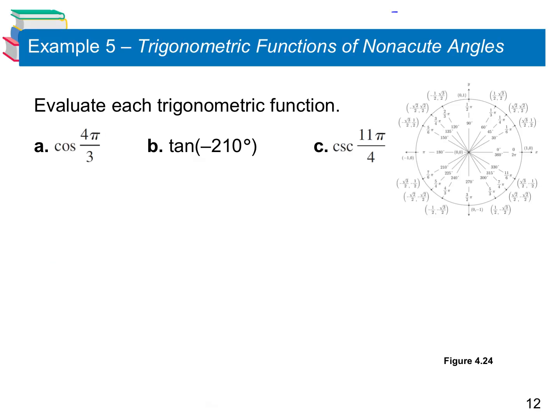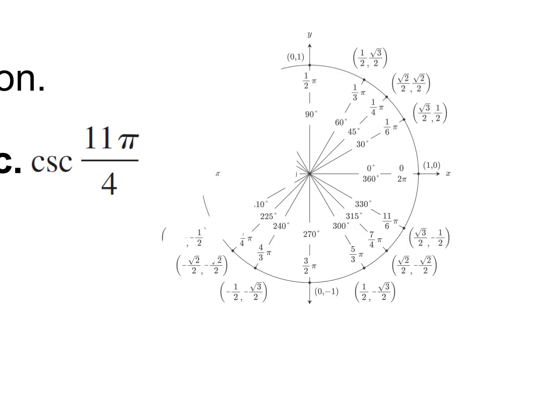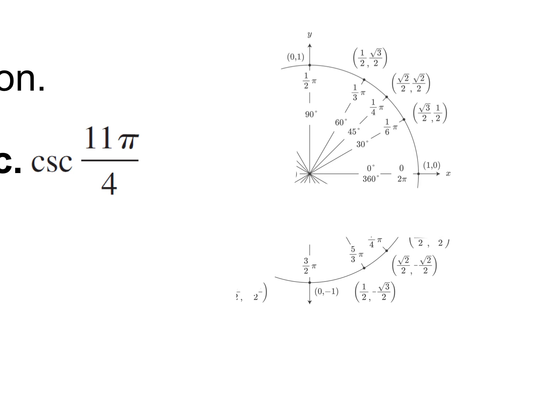So let's do our last example. Let's look at A. We have cosine of 4 pi over 3. Now 4 pi over 3 is on our unit circle, but for the quiz, you're only going to be given the first quadrant of the unit circle. So this part of it is not going to be here. Let me erase it. So you're only going to be given the first quadrant, so you have to use your reference angles. So it'll look like this on the quiz.